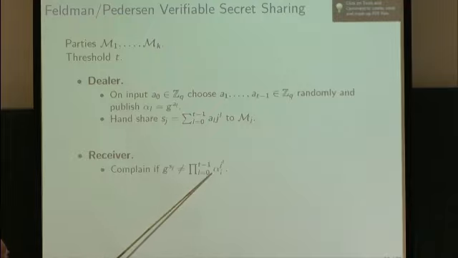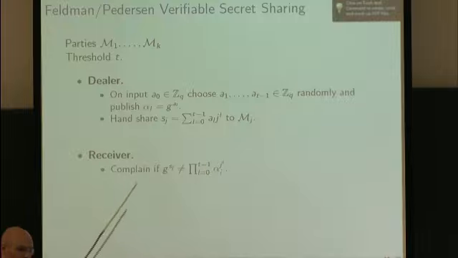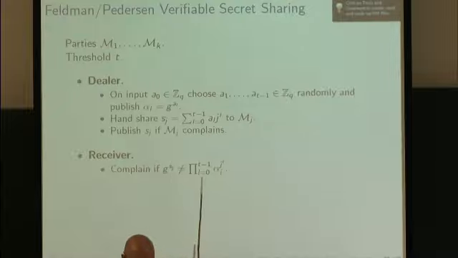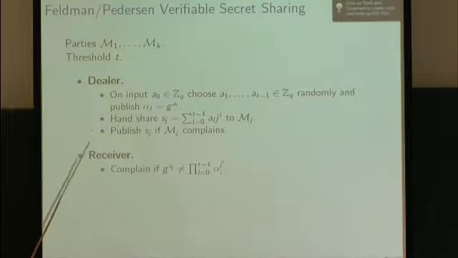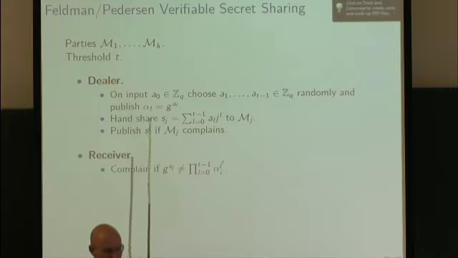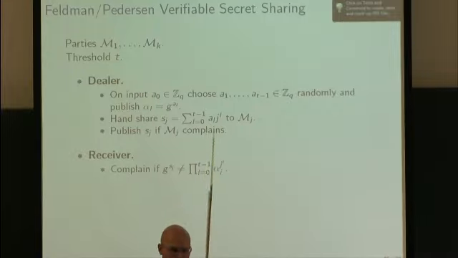And if you note what happens here with these alphas, actually this is an evaluation of this polynomial in the exponent. So this really should hold if the share is correct. So this is where you have this verifiable property. Then this dealer, if somebody complains, publishes the share, right? So this way, a receiver cannot falsely accuse the dealer of giving bad shares. Okay?